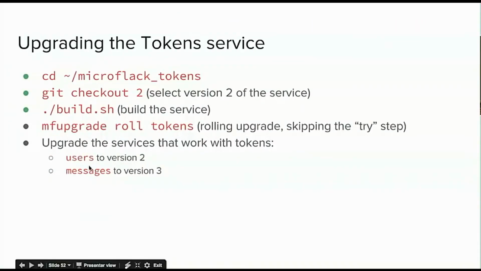In the spirit of saving time, building these packages takes a minute or two each, so I'm not going to do it. But you should do users, send it to version 2, MF upgrade roll users after you build it, and then messages, we are on 2, we need to send it to 3. And if you look at the diff in GitHub for these two versions, version 2 of users and 3 of messages, the only change is a change in the requirements. That's it.